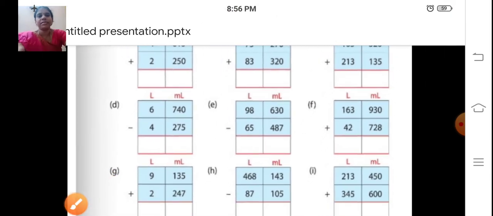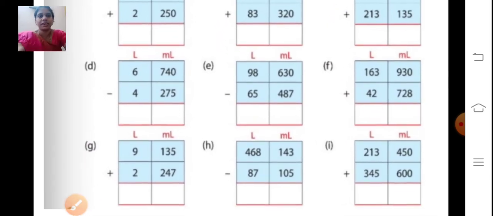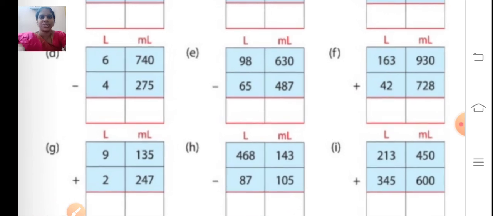Next we'll move on to the D sum. It's a subtraction. D sum is subtraction. Normal. How to do that? So first we are going to subtract 6 liters 740 ml minus... L means liters, ml means milliliter. Milliliter is a small one and liters is a bigger one. It can hold more capacity and it is used for measuring larger capacities, and milliliter for smaller capacities. And we are going to subtract 6 liter 740 milliliters minus 4 liter 275 milliliters.